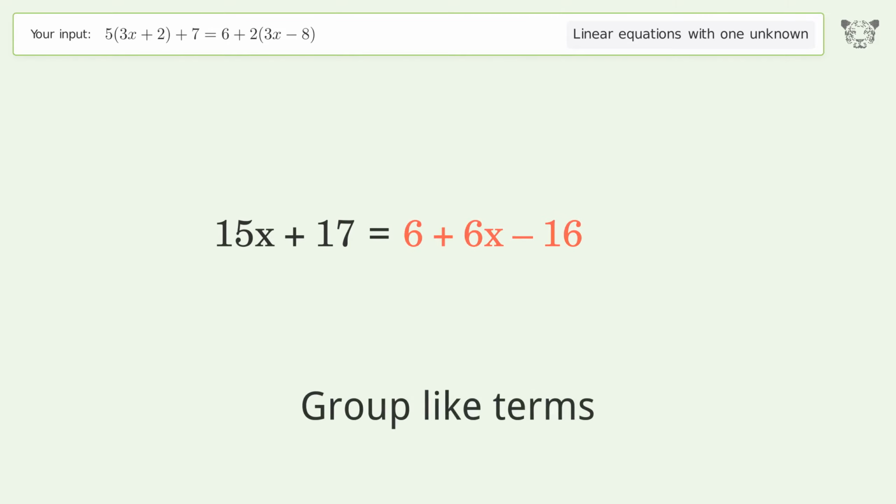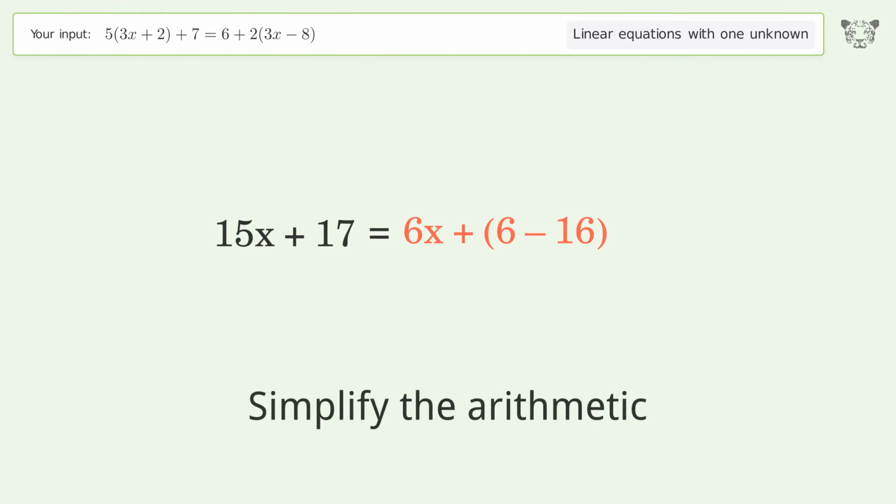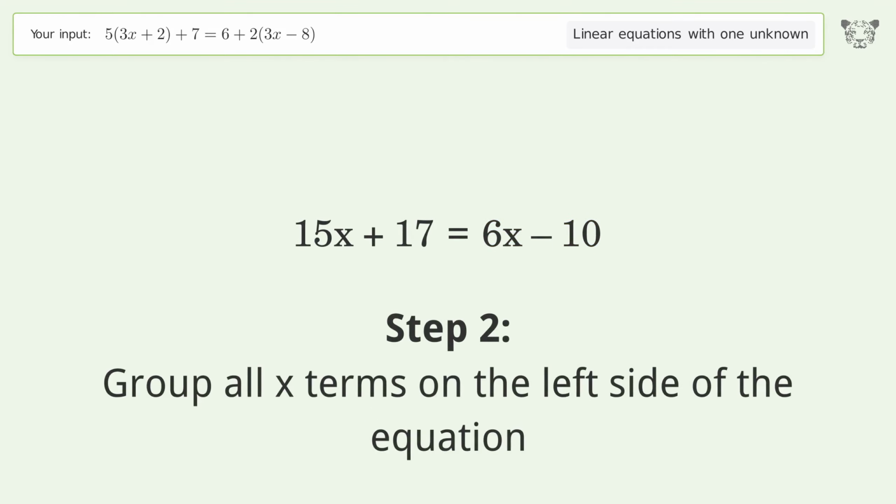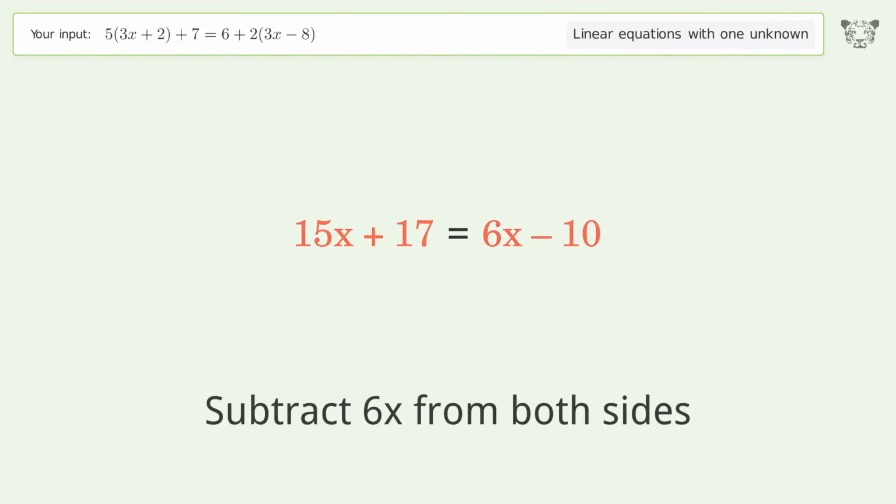Group like terms. Simplify the arithmetic. Group all x terms on the left side of the equation. Subtract 6x from both sides.